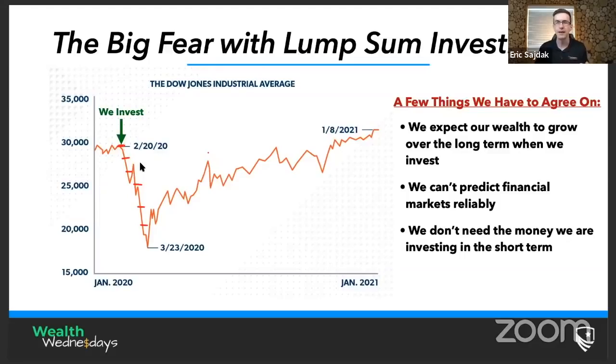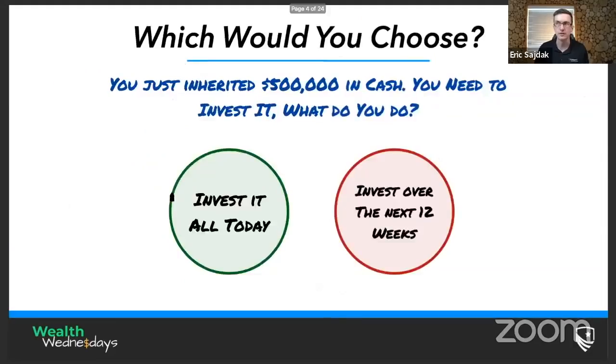So by investing this money, we know that we don't need it in the short term, so we can be long-term about it. We have to agree on these things. And if we agree on these things, we're going to show that the data becomes a little bit more black and white, all things considered. Okay, so let's go through first a thought experiment here. By going through this thought experiment, I'm really trying to set a foundation for how we should think about this whole discussion between lump sum investing and dollar cost averaging.